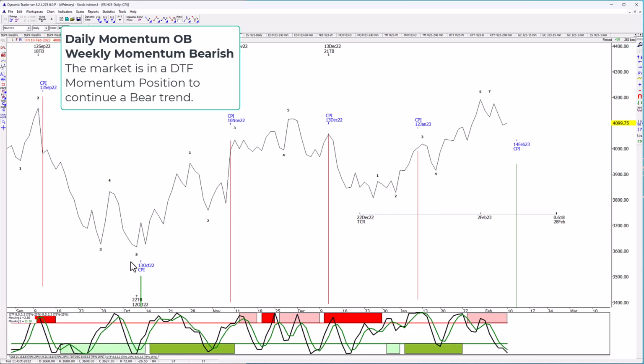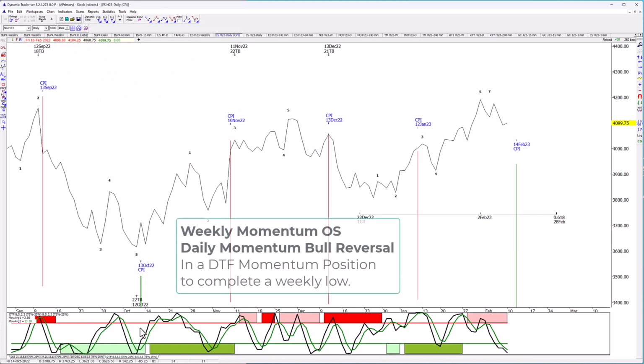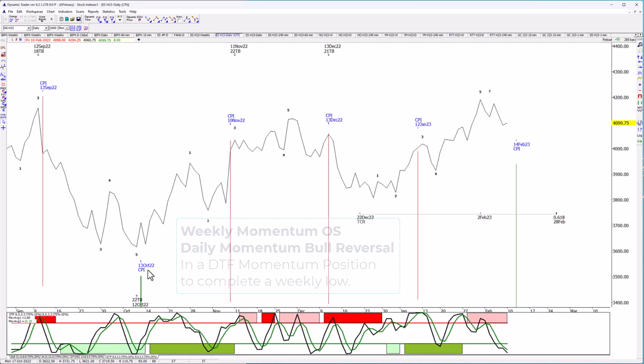So very significant decline. Let's take a look at this October. October, the daily momentum was oversold going into that CPI report, and also the weekly momentum was oversold. So we're at or near a weekly low when the daily momentum made a bull reversal, actually on the day of the CPI report. So we had a report that was a catalyst that completed a weekly low, and then the market was bullish for several weeks.